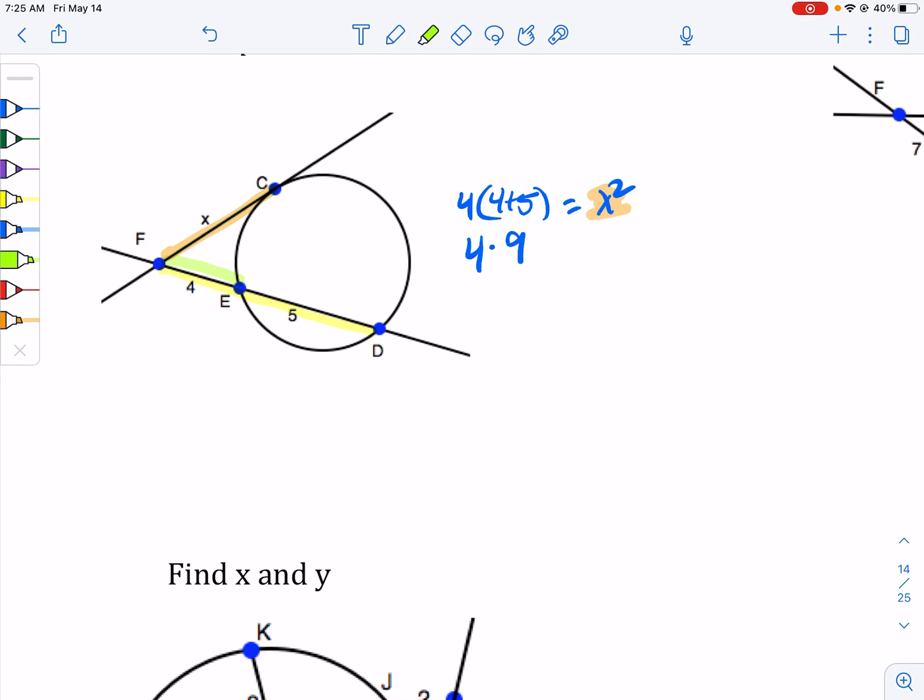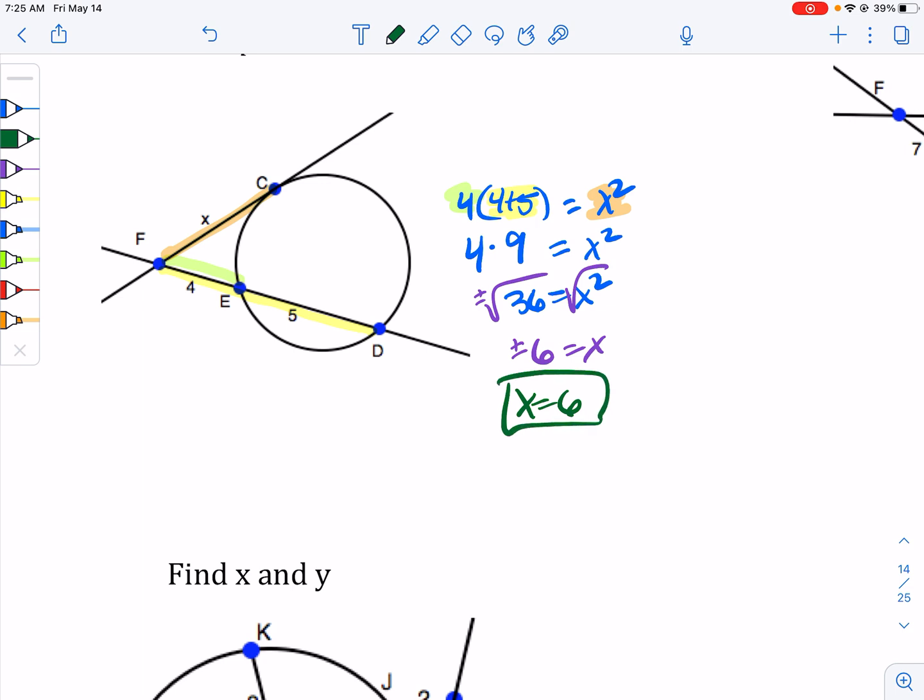Let me just color these ones. Oops, that one's yellow. So then we get 36 equals x squared. We take the square root of both sides, which will be plus or minus 6. But I don't care about the negative 6 because we're talking about distances and we don't care about negative distances. So then x equals 6 is our answer.